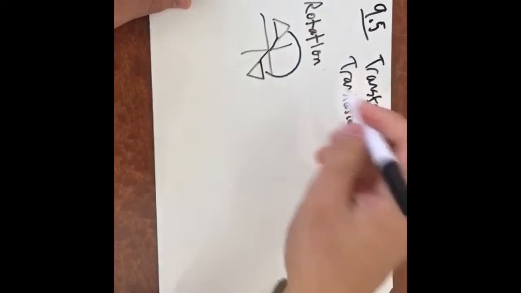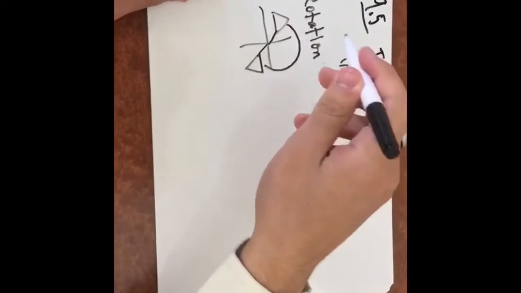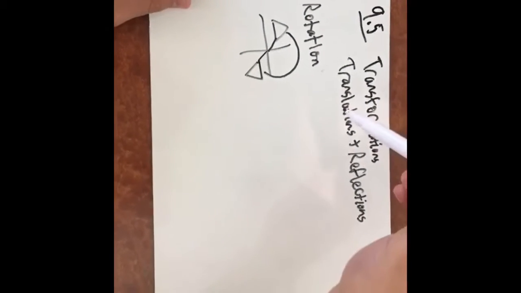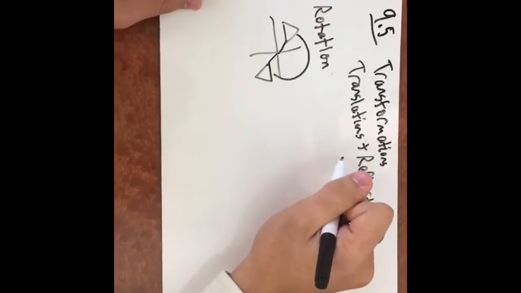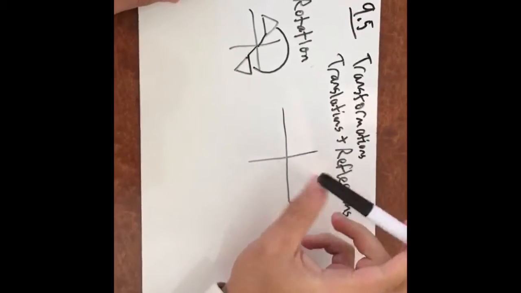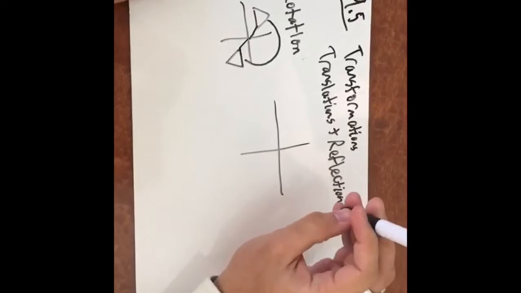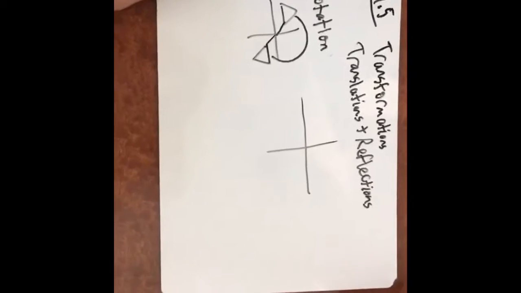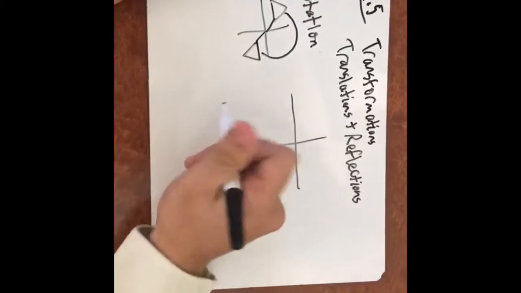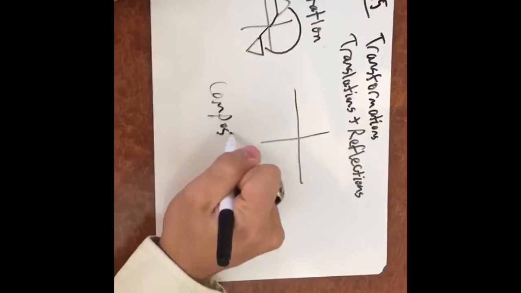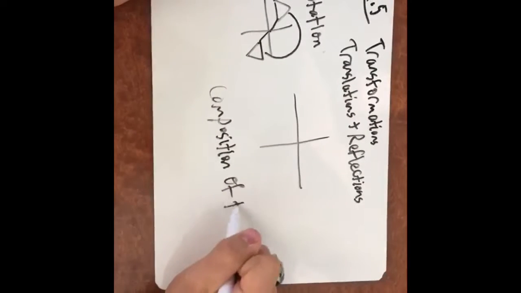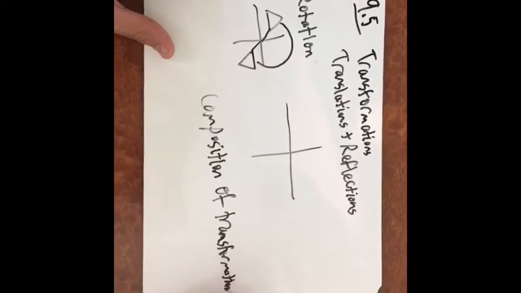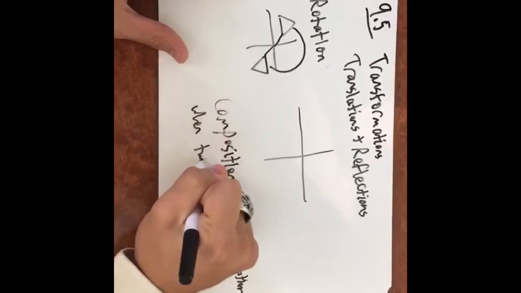Now, rotation is one thing. There's degree measurement, etc. Another way to emulate a rotation is by using translations and reflections together. When combined, they form something called a glide reflection. This is done when a reflection is performed after a translation. When two or more transformations are used, they're called a composition of transformations.